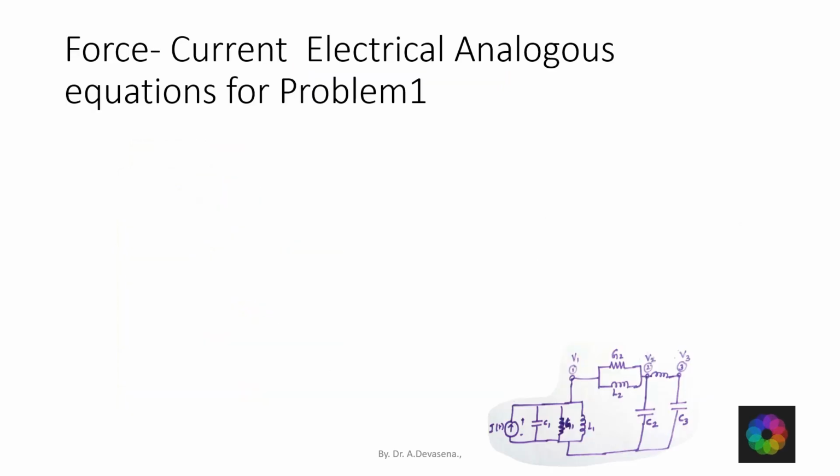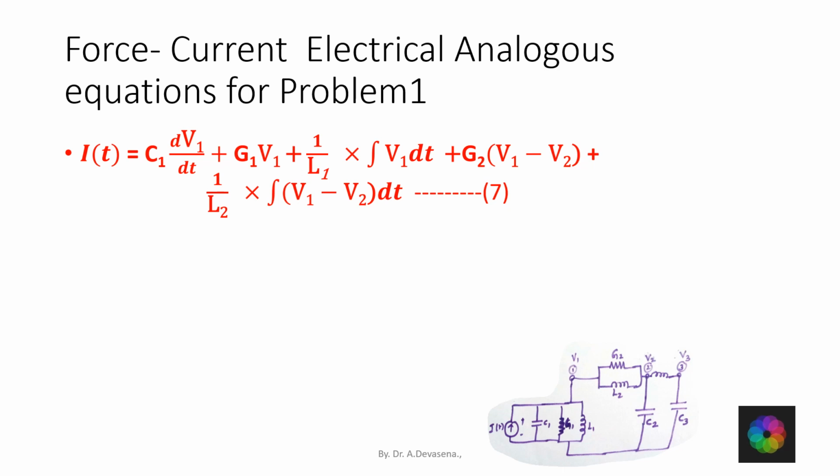Force current electrical analogous equations for problem 1. Equation 1 in the mechanical translational system is represented in terms of the analogous current equation with the help of the nodal analysis diagram. The current i(t) is equal to C1 dV1(t)/dt plus G1 V1 plus 1/L1 integral of V1 dt plus G2 (V1 minus V2) plus 1/L2 integral of (V1 minus V2) dt. This is equation 7.